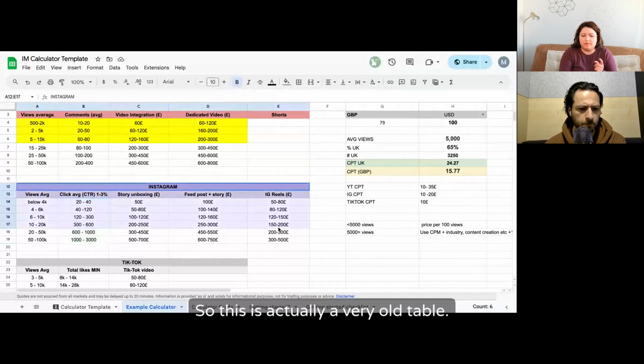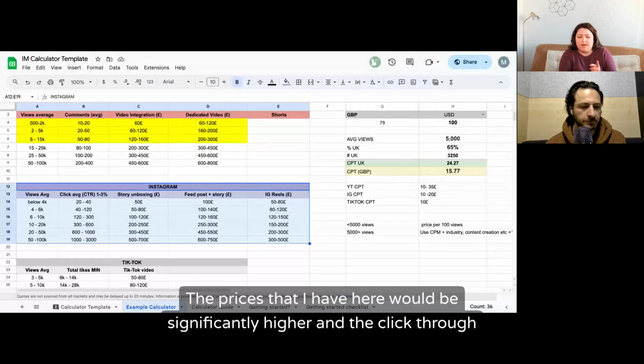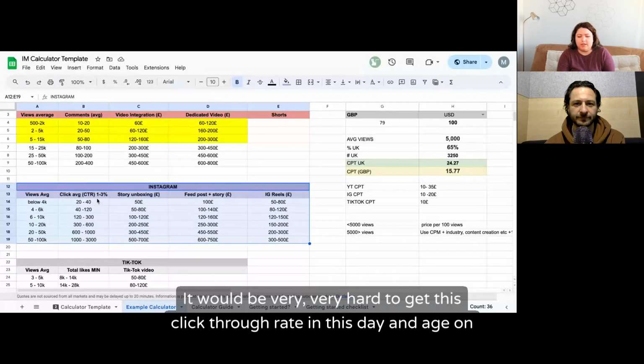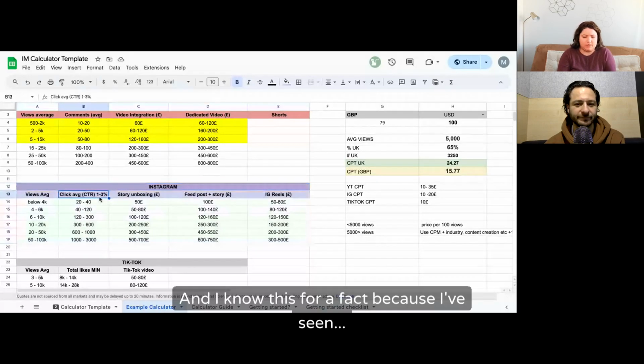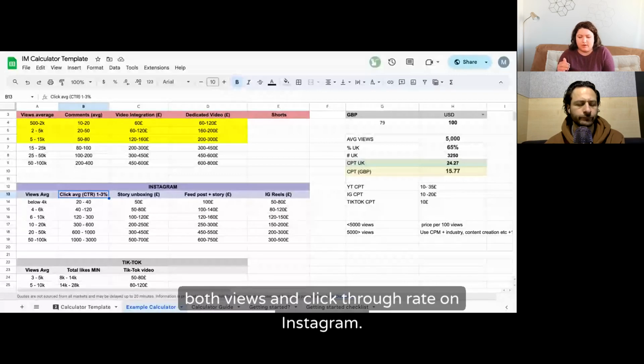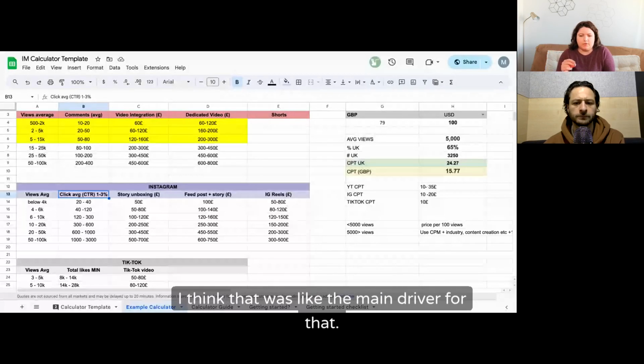This is actually a very old table. I do want to point out this is a significantly old table. The prices here would be significantly higher, and the click-through rate would be significantly lower. It would be very hard to get this click-through rate in this day and age on Instagram. I know this for a fact because I've seen data from, I think, 2021, a decrease of around 50% in both views and click-through rate on Instagram. I think it coincided with the explosion of short content, which was the main driver for that.